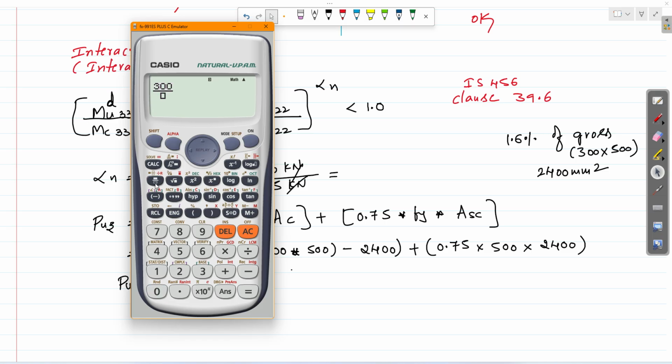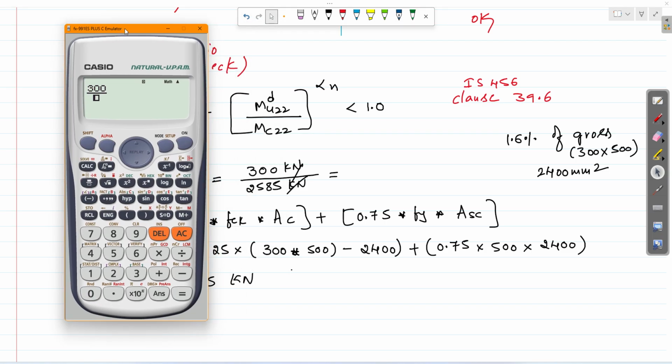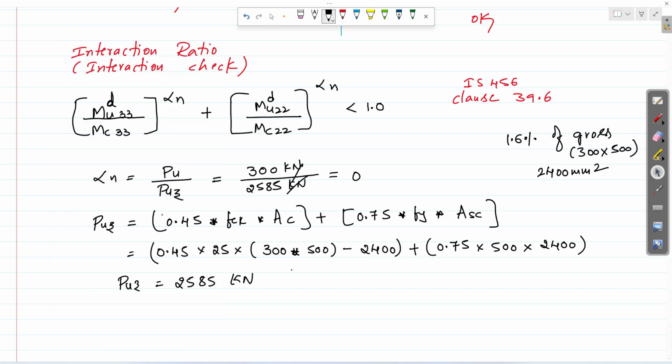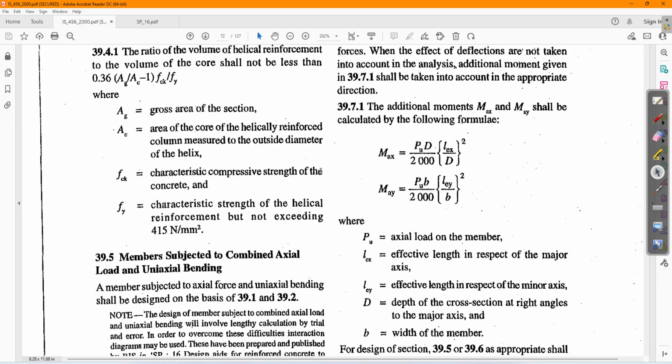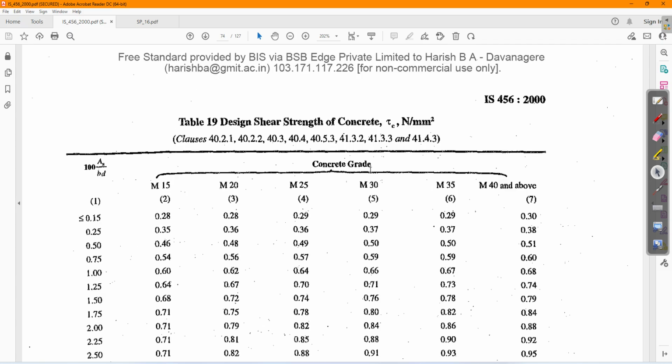So 300 divided by 2585 will be 0.116. Okay, which is less than 0.2. You remember it is less than 0.2. So if you open the code IS 456, clause 39.6.